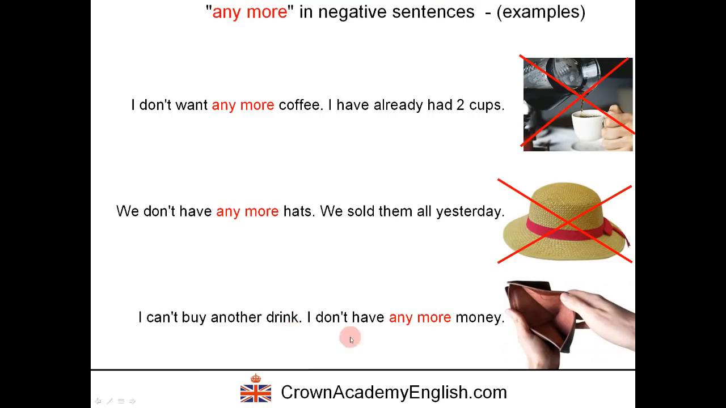I can't buy another drink. I don't have any more money. So my wallet is empty. Any more money. Again, this is uncountable. And here, this is countable. Okay, so it's the same spelling, any more.